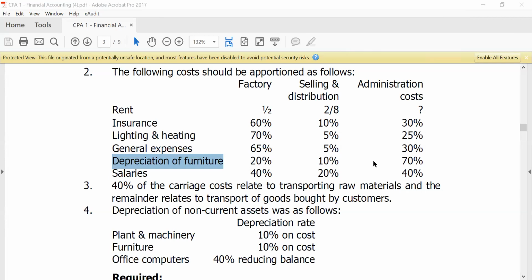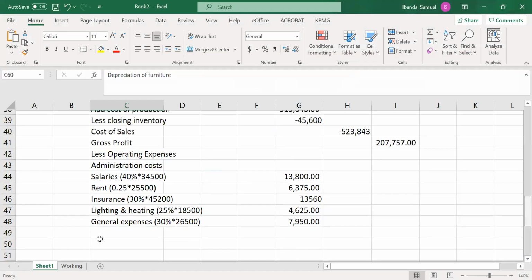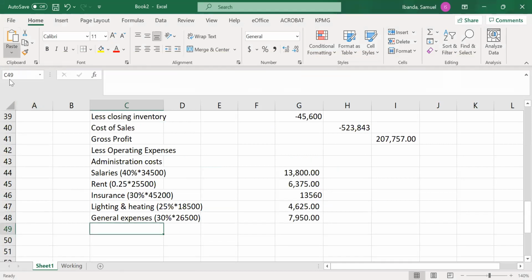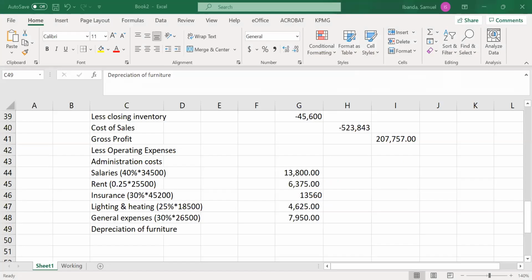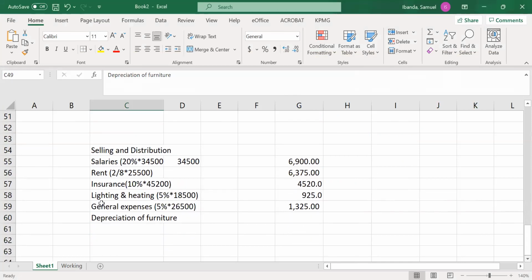So depreciation of furniture is also cutting across. So I'll just record it here. Depreciation for furniture. And depreciation for furniture there. So as we can see here, it is 10% and then the other is 70%. So when it comes to selling and administration, it's 10%. So here it is 10%.